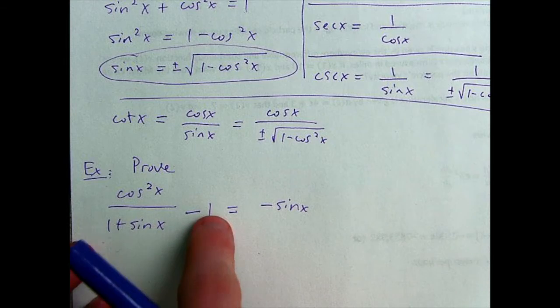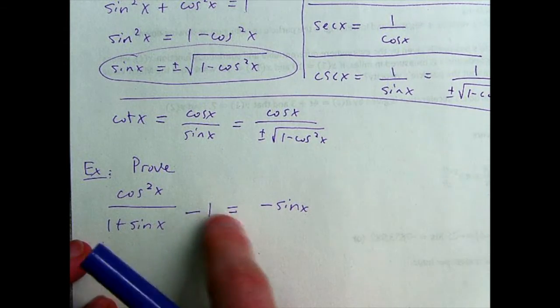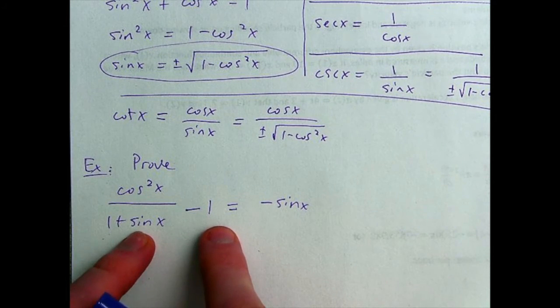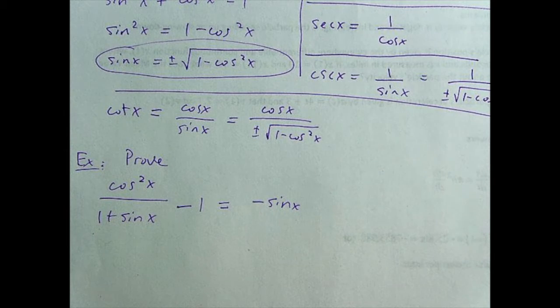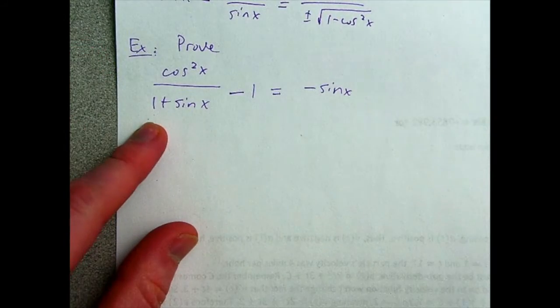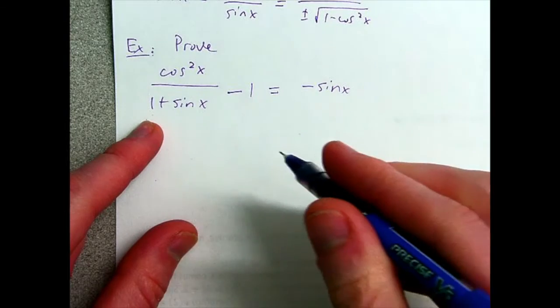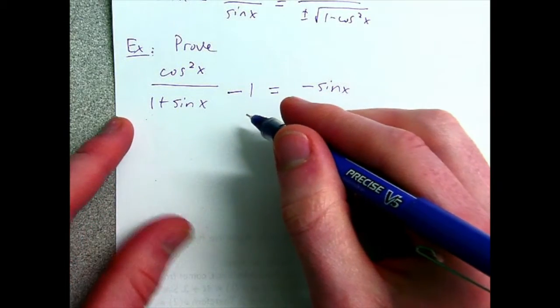That would mean treating the 1 as a fraction, like 1 over 1, getting common denominators between the two fractions, and then smashing them together. That's all fine, although I will say it doesn't really lead anywhere. Let's just have a look. If you do that, it doesn't really produce anything nice.